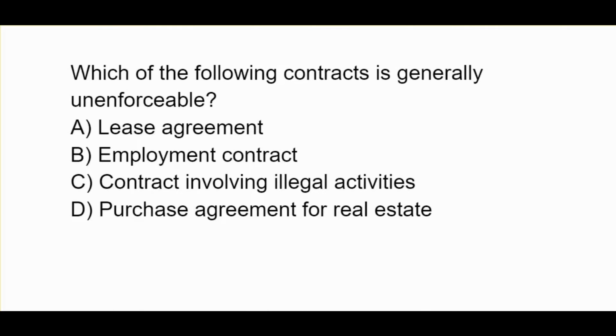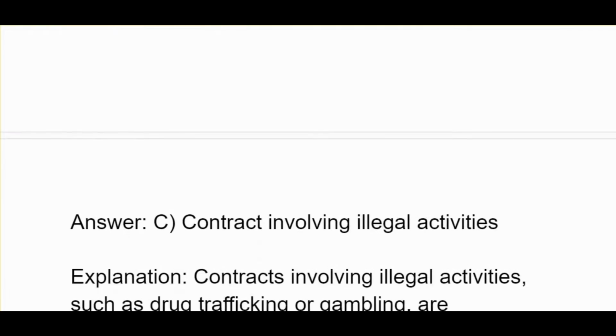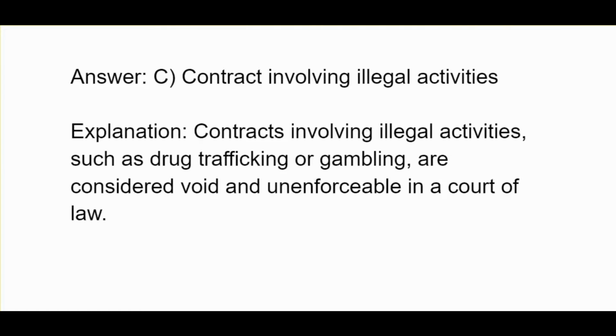Which of the following contracts is generally unenforceable? A, lease agreement. B, employment contract. C, contract involving illegal activities. D, purchase agreement for real estate. C, contract involving illegal activities. Contracts involving illegal activities such as drug trafficking or gambling are considered void and unenforceable in a court of law.